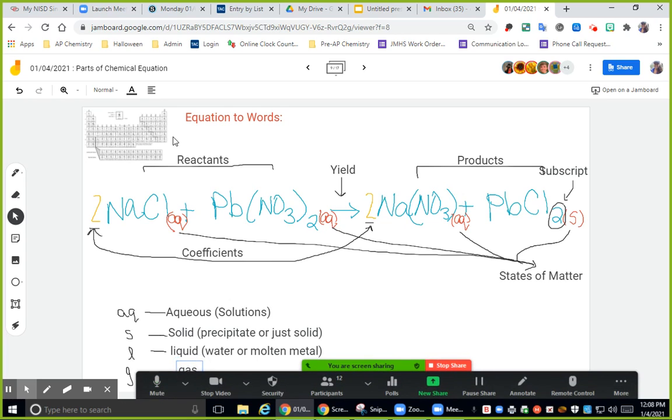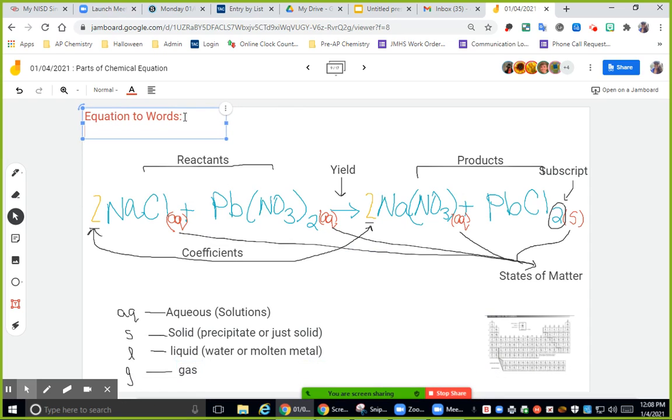All right. So what this is going to help us do, okay, is if we were to put this equation into words that we're seeing right here, we would say a solution of sodium chloride, if I can type, reacts with aqueous. I want to show you guys how this can be written. All right, let me stop there for a second. Let me stretch this out.